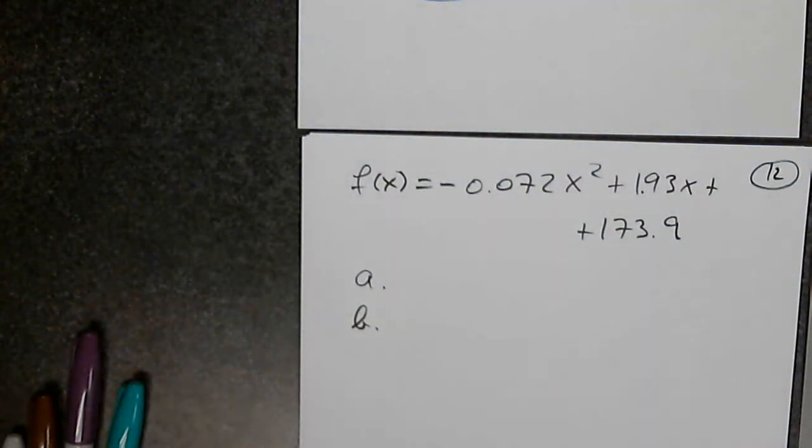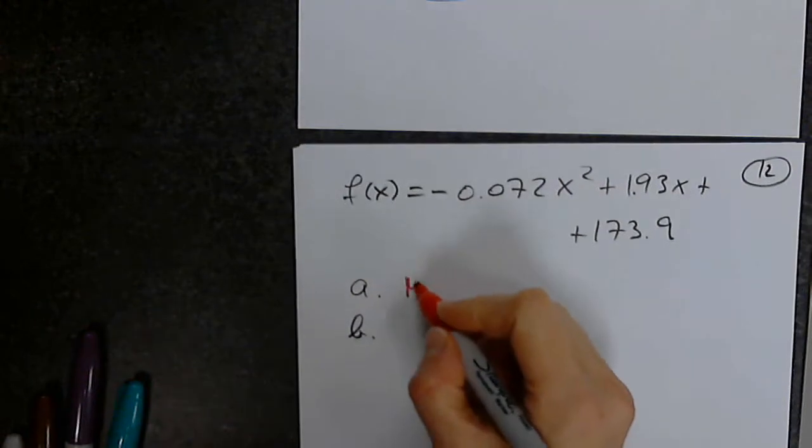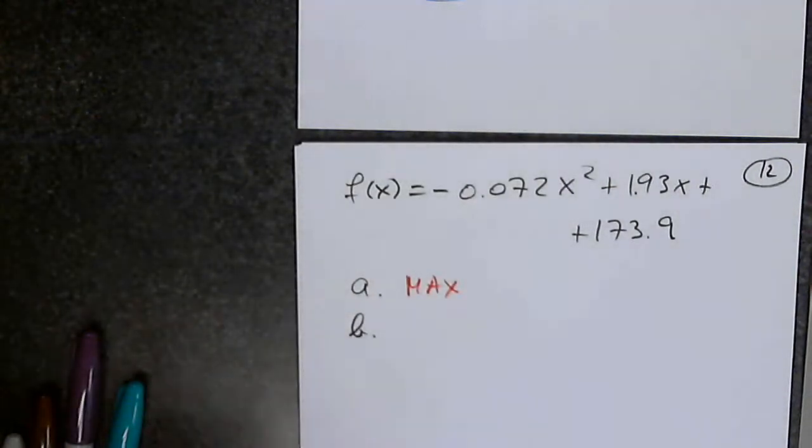Remember, always remember x squared. X squared has a positive leading coefficient and it looks like this. So it has a maximum. Perfect. I would like to determine the maximum.